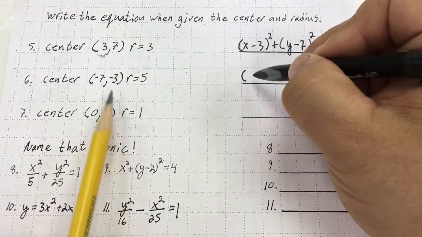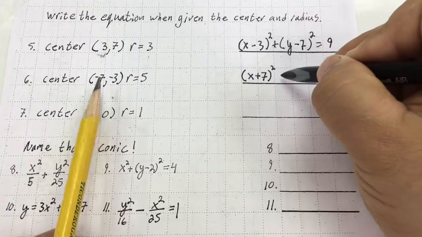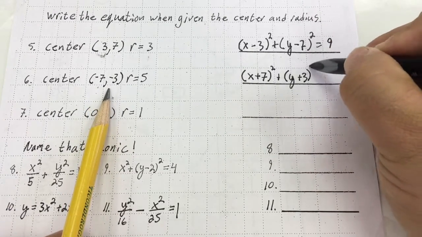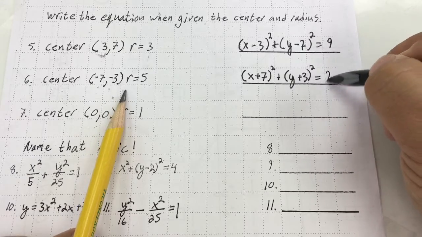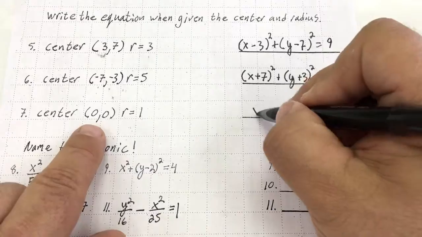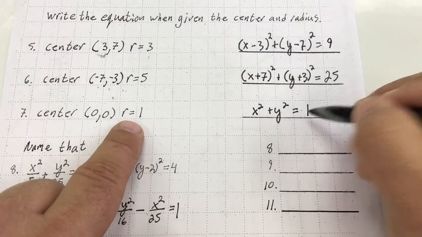Same setup over here. I'm going to set up parentheses, but it's going to be the opposite of that: x plus 7, squared, plus y plus 3, opposite of minus 3, squared equals r squared, which is 25. You can do these pretty rapidly. Centered at the origin, 0, 0, that's just going to give me x squared plus y squared equals 1 times 1, which is just 1.